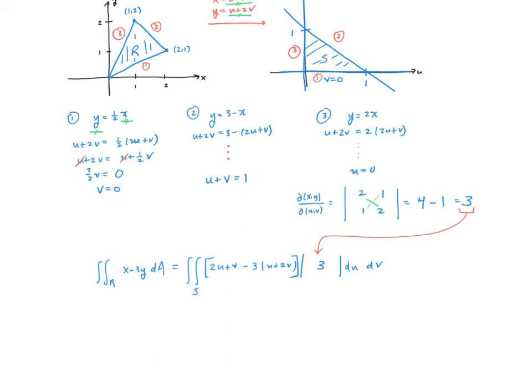The first thing I'm going to do is just simplify the integrand. So note if that minus 3 distributes through, you'd have 2u minus 3u, so minus u, along with a v minus 6v, so minus 5v. There's a minus in each of those terms. I'm going to pull it out front just for convenience. And then there's our Jacobian, the 3.